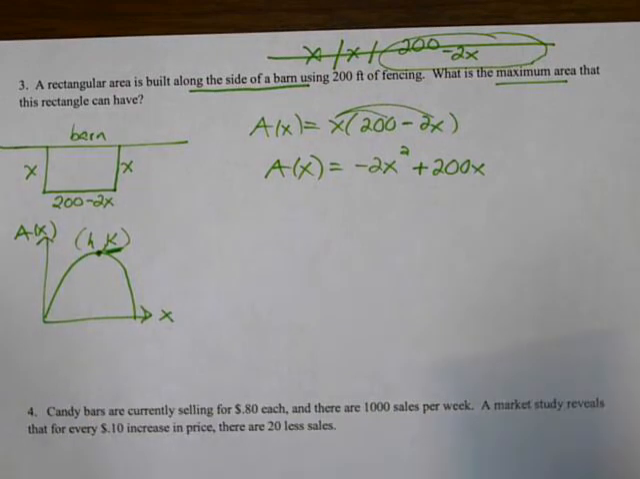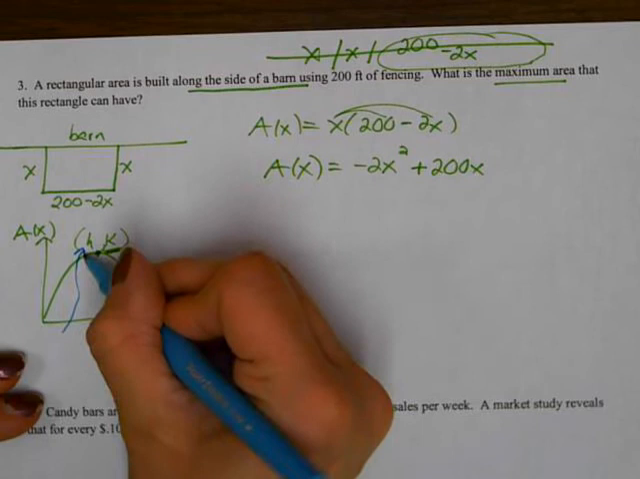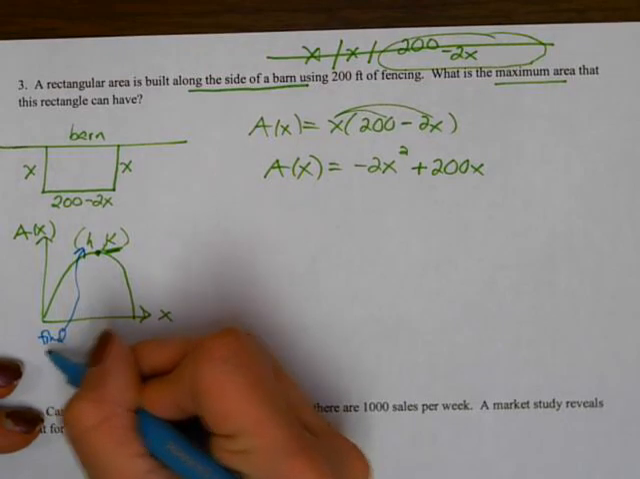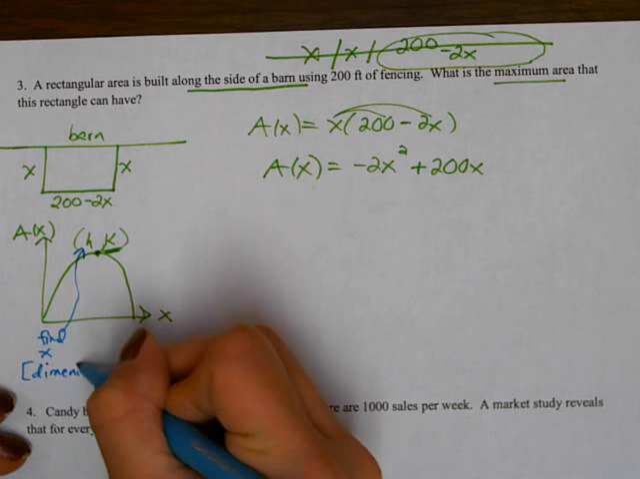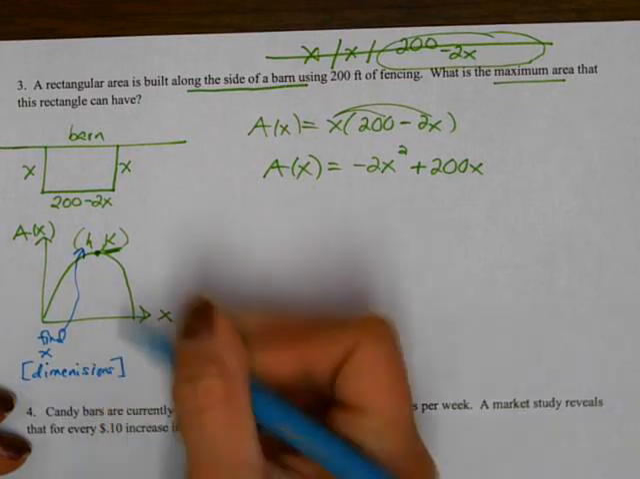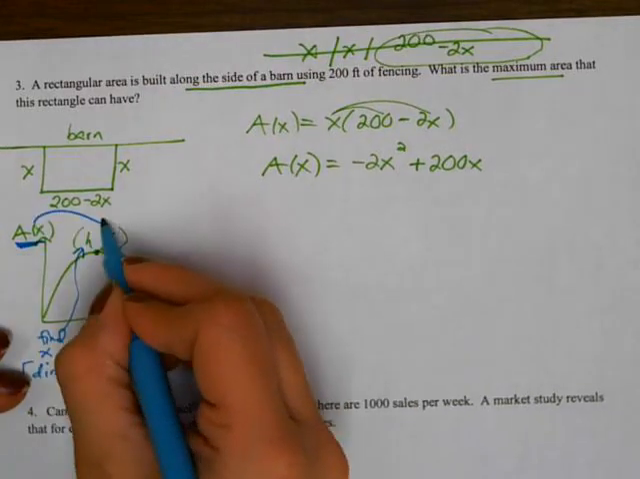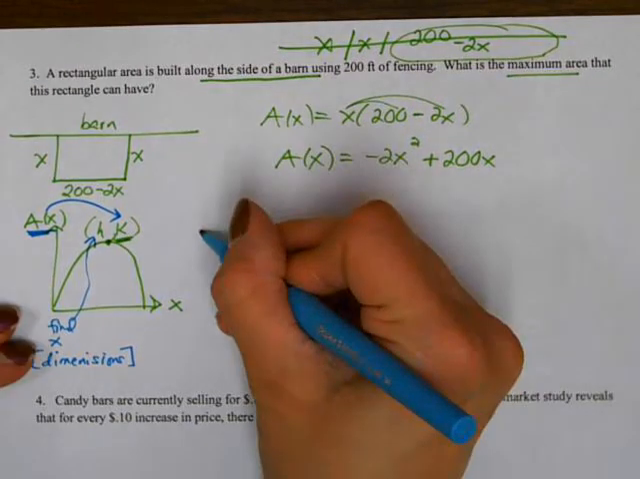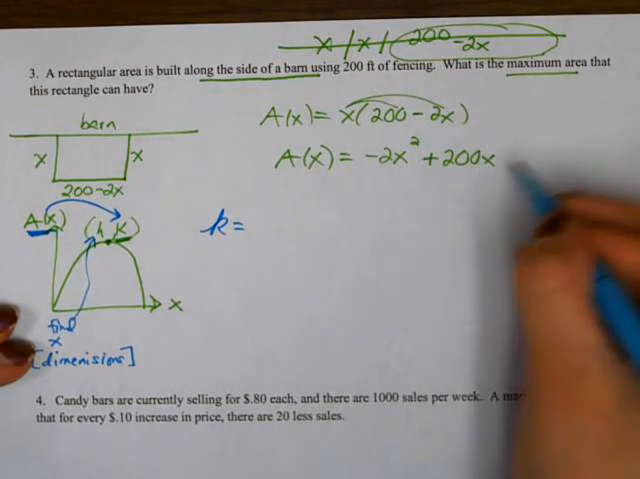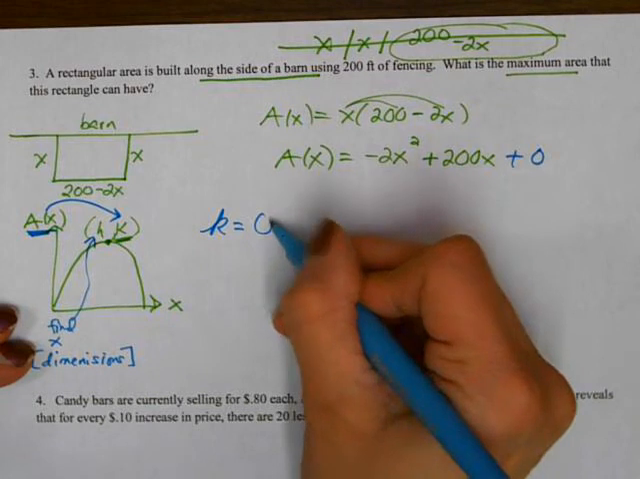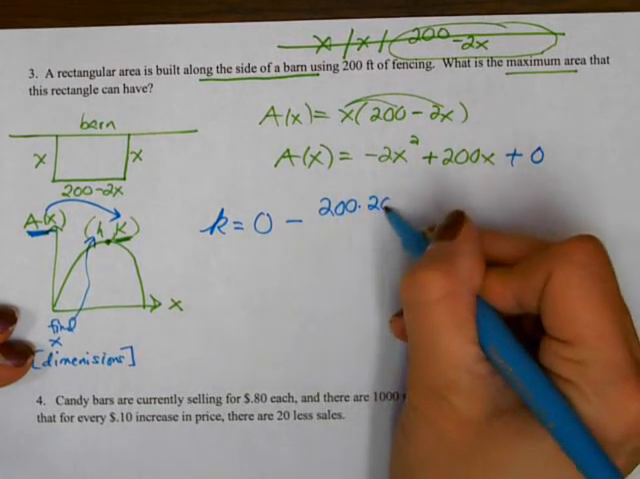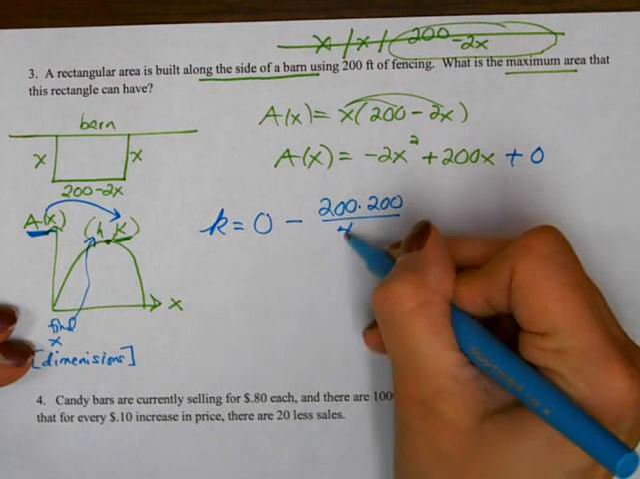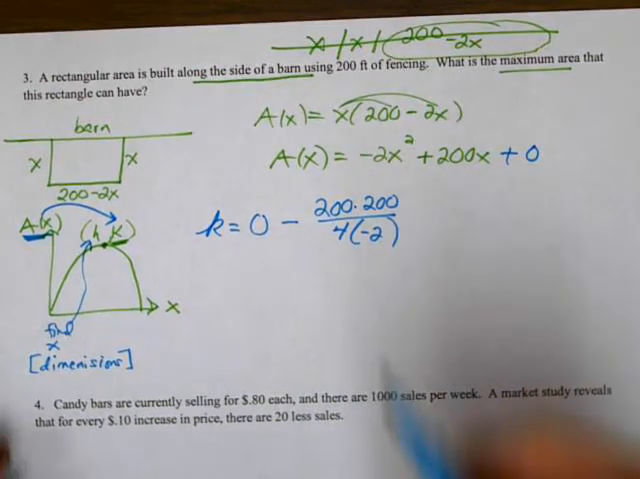Should we put that note right in here? This would be if you wanted to find x in order to find dimensions. But since we're asked to find area, we're going to do a k calculation. K equals c, which is nothing, minus b squared, 200 over 4a, which is negative 2.